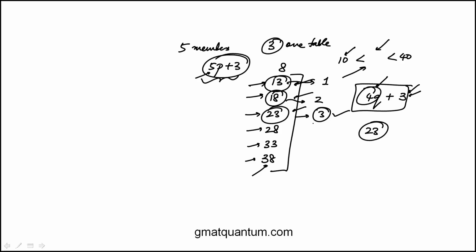So 23 works. 28, remainder 0, and then this is remainder of 1, and then that's remainder 2. So only 23 works, which means that the total number of members at the club is 23.